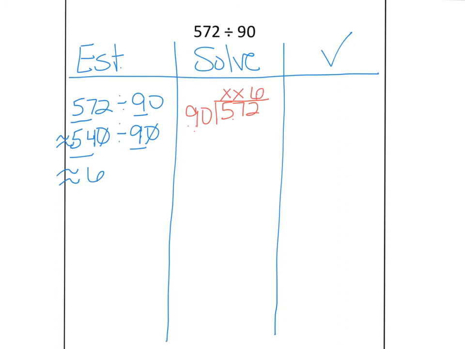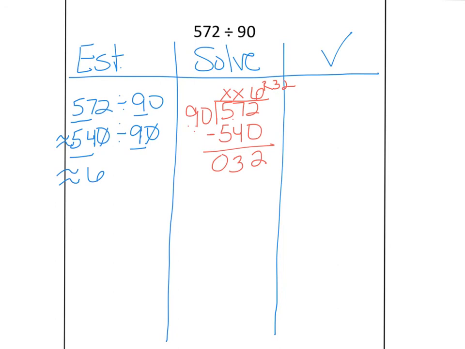So 6 times 9 is 54, and then I add my 0. I'm going to subtract. 2 minus 0 is 2. 7 minus 4 is 3, and that's 0. So 6, remainder 32. And the remainder must be right because it's less than my divisor of 90, so that's a positive. So notice that my actual answer is pretty close to my estimate. 6 of my estimate and my actual answer being a quotient of 6 with remainder 32.